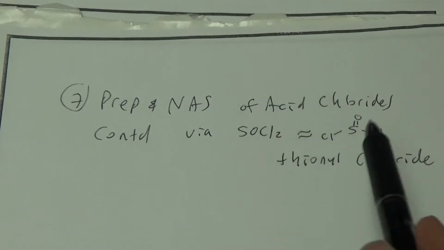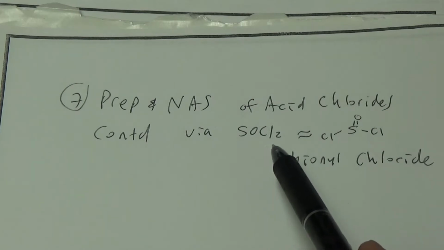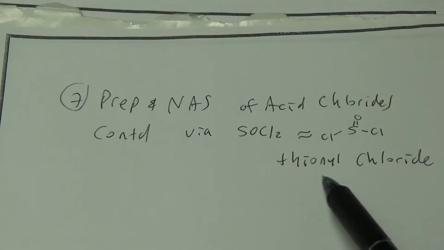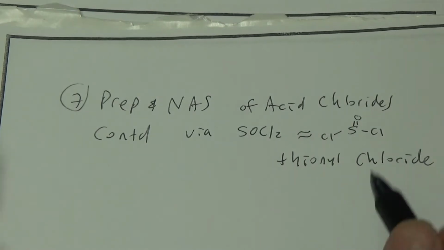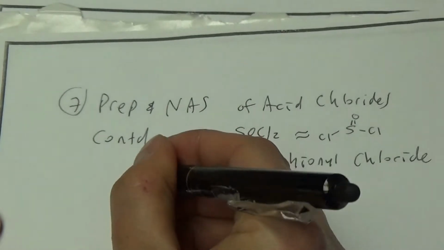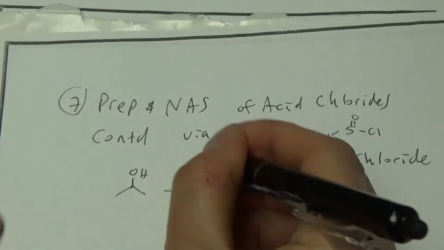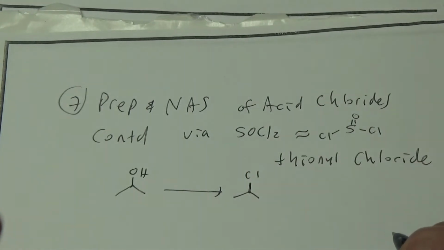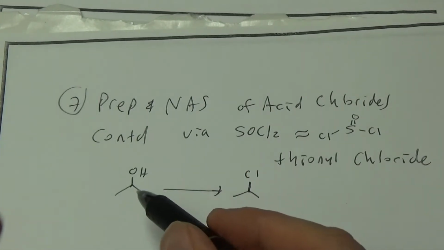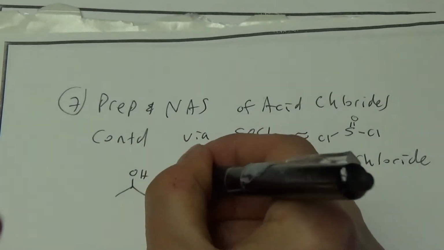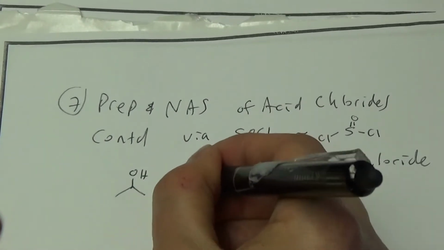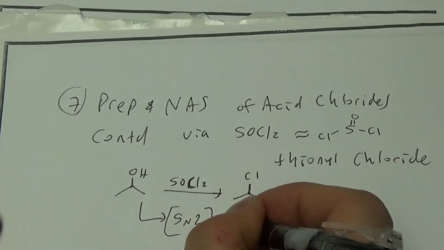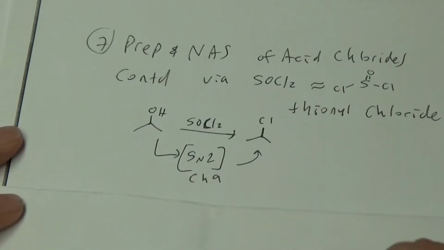Next, we're still talking about acid chlorides and how you make them with SOCl2, also called thionyl chloride. You might remember from Organic 1 that this is also what you use to make primary and secondary chlorides from primary and secondary alcohols. It was this kind of SN2 style reaction, chapter 9, I think.